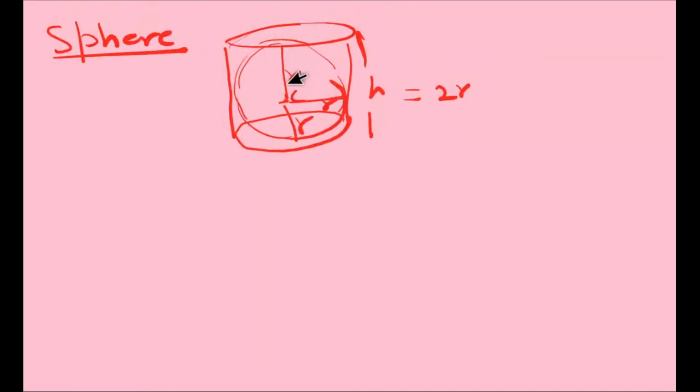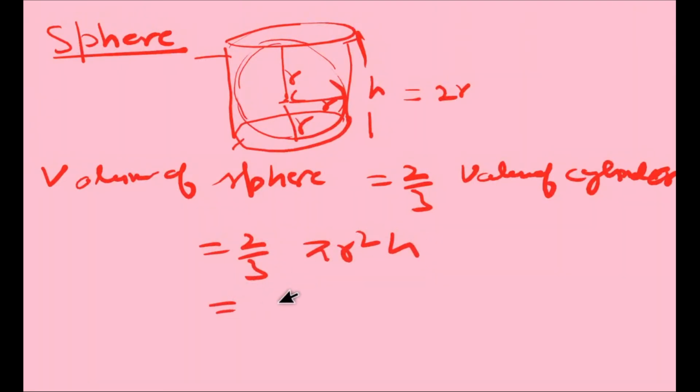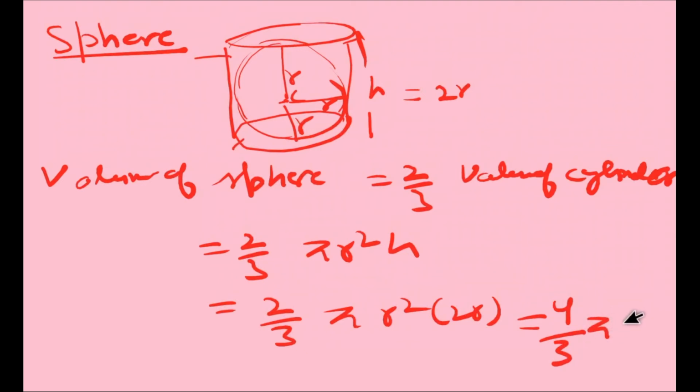The radius of the sphere and the radius of the cylinder are equal, and we remove this. What will be left? The volume of a sphere. The volume of a sphere is 2/3 the volume of the cylinder. So we get 2/3 pi r square h. The volume of the sphere is 2/3 pi r square into 2r, and that is 4/3 pi r cube.